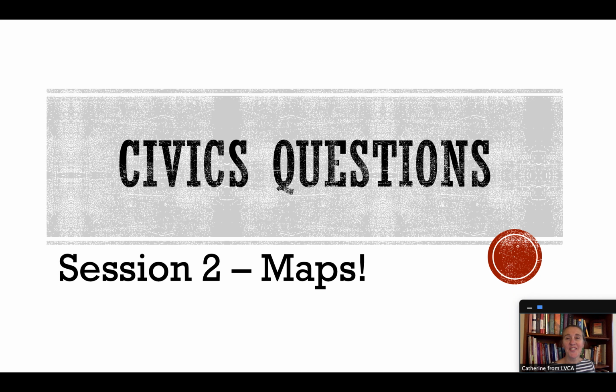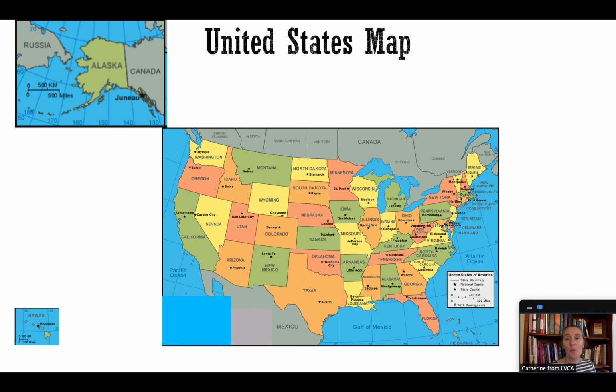This is session 2 of our series on the 100 civics questions. We'll be looking at 8 questions today. Session 2 is focused on maps. Let's start with a map of the United States.